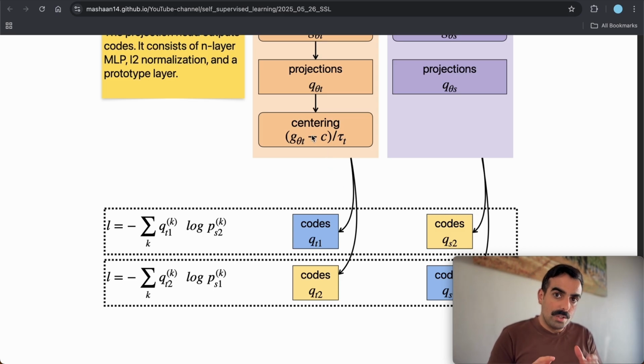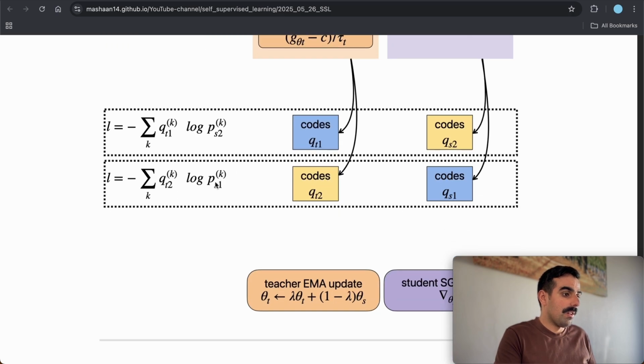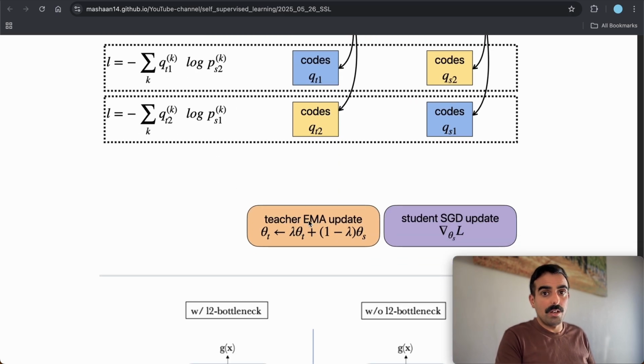So the teacher output will be a moving average of all previous epochs of the teacher, but we are assigning more weight to the most recent epochs. Then we consider the codes for the teacher as the reference, and we compare them with the student to compute this loss. Then we update the teacher using the exponential moving average. So these are the previous parameters for the teacher multiplied by the momentum, plus the parameters for the student multiplied by 1 minus momentum. And the student is updated using stochastic gradient descent.